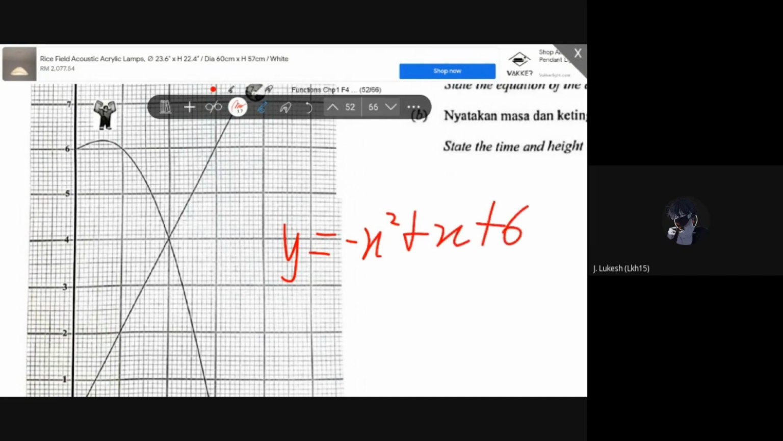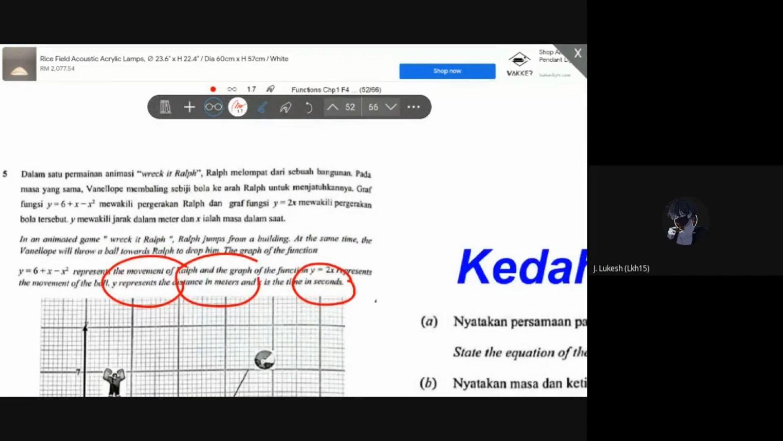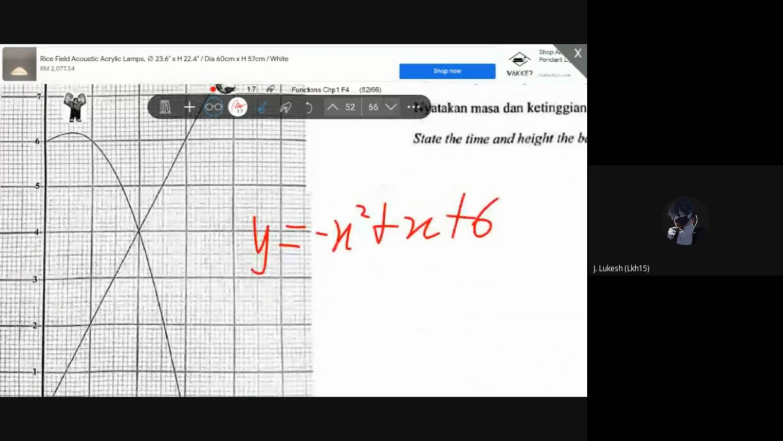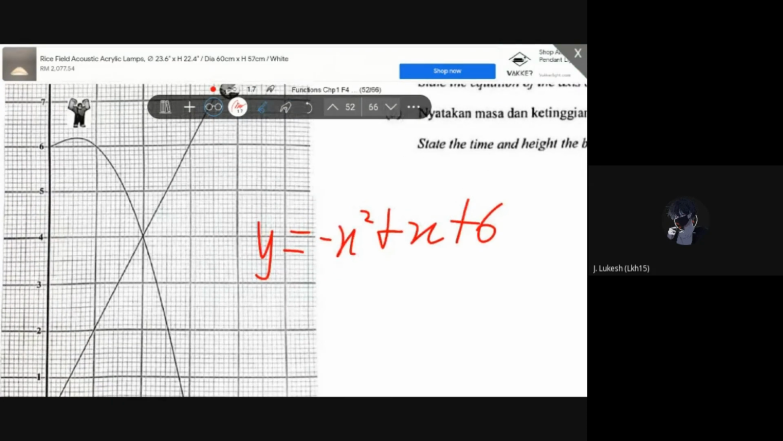Apa nilai A kamu? What is the value of A in this equation? Very good, Tristi, correct. Very good, Abhishek, correct. Good. Very good, Kirtin, correct. Very good, everyone. I cannot tell your names already, too many. Okay, good. So, A is negative 1.